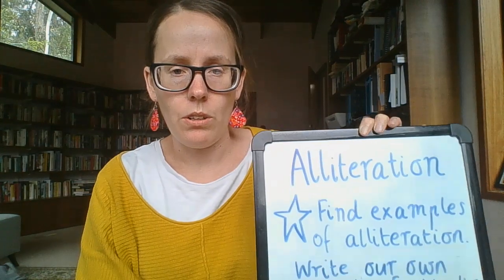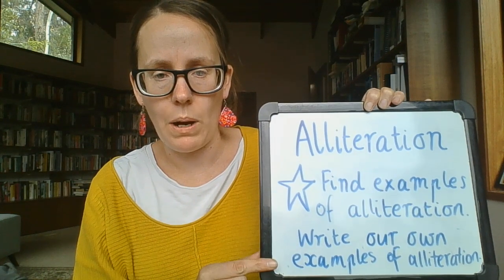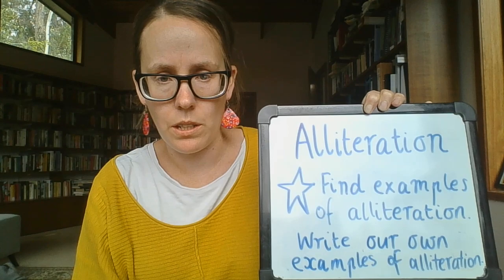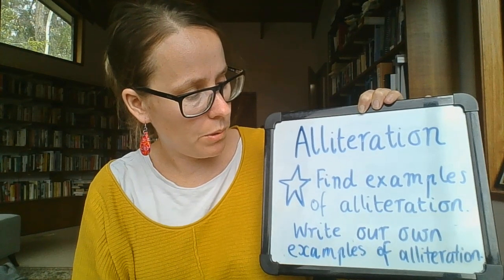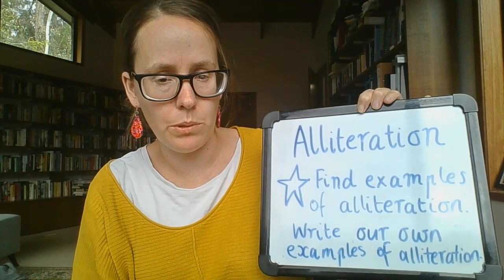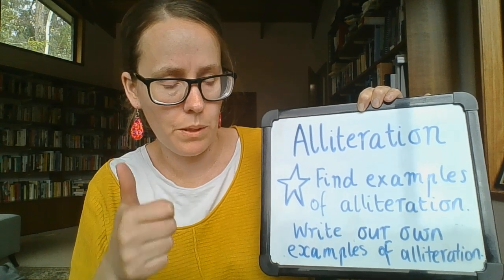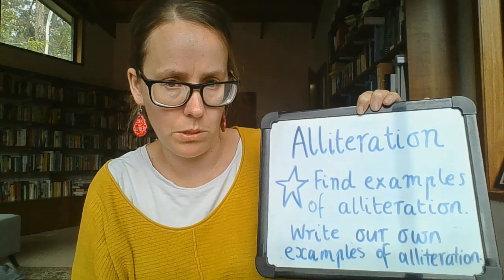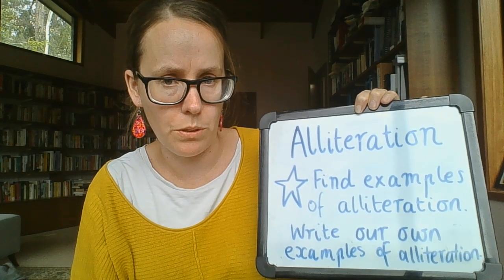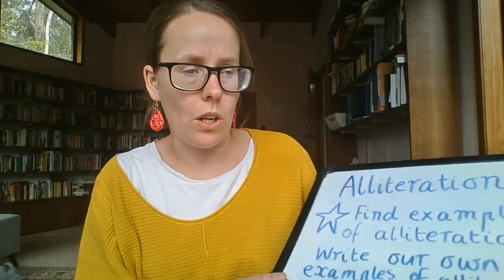Our success criteria, so this is the way that we're going to meet our learning intention, is that if we can find examples of alliteration in our own books at home, that's the first one. And the second one is to write our own examples of alliteration. So that's what I'll be doing with you today. So remembering that alliteration is where the beginning sounds of words are the same. I'm going to read you an example now.